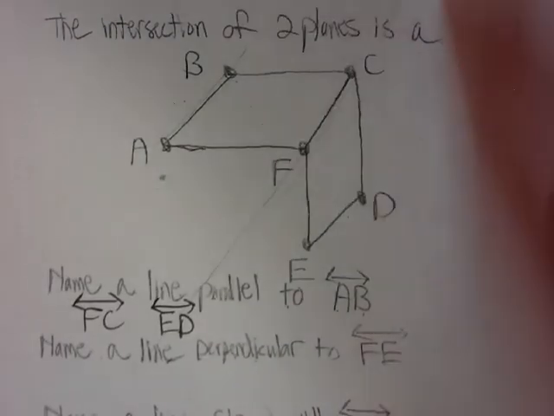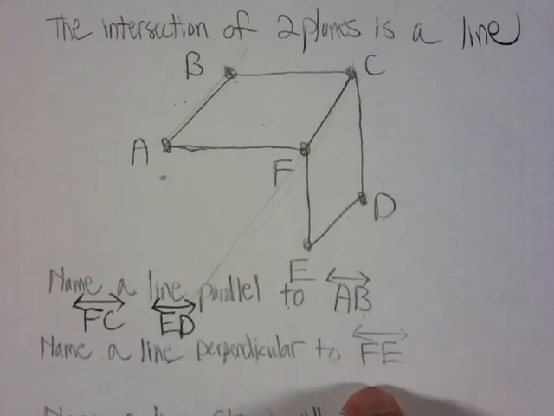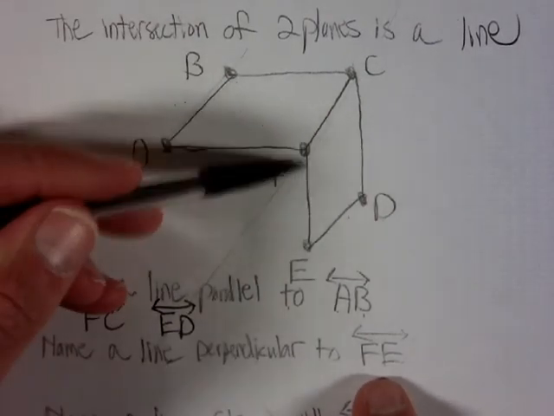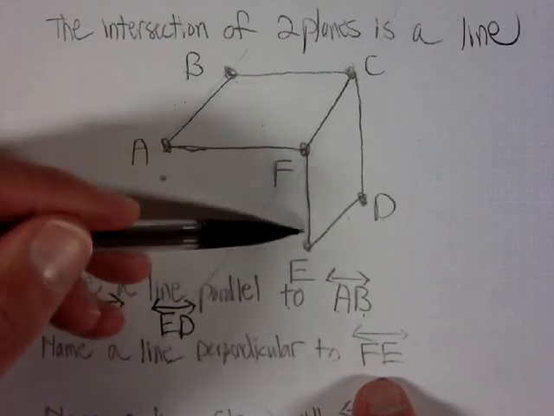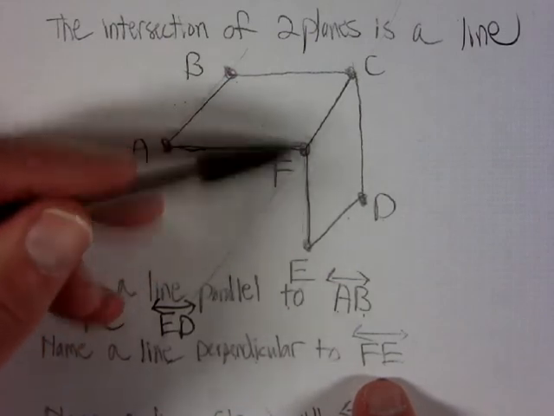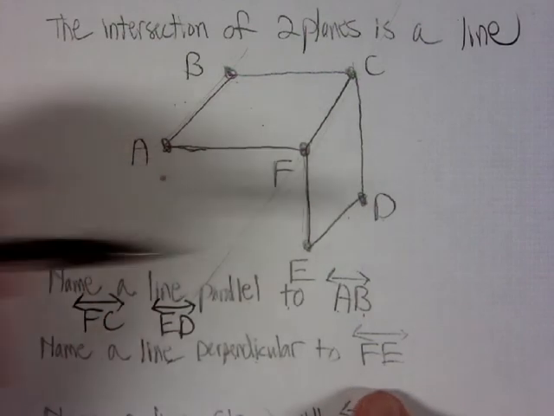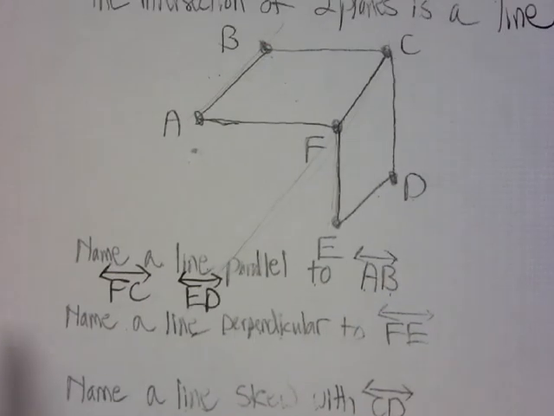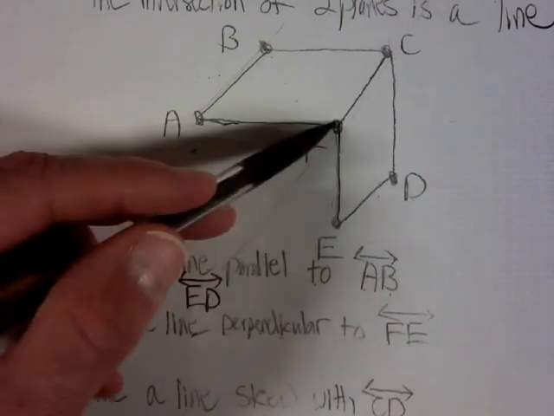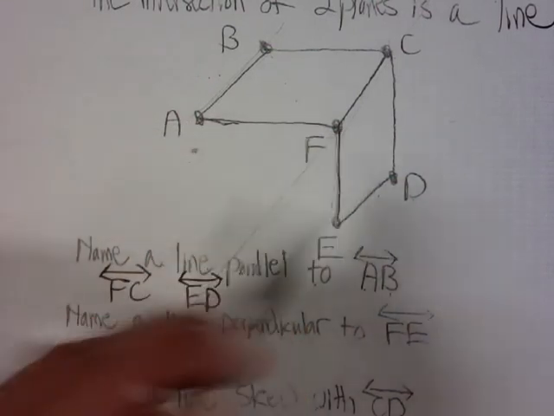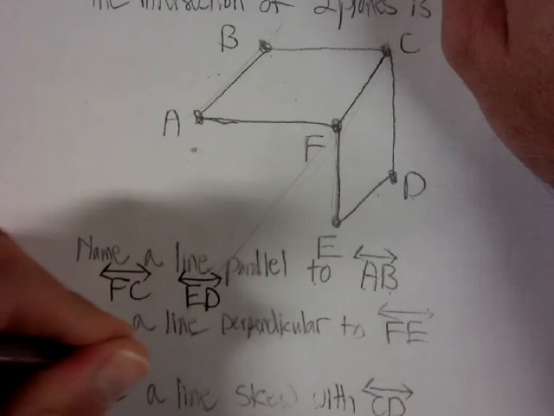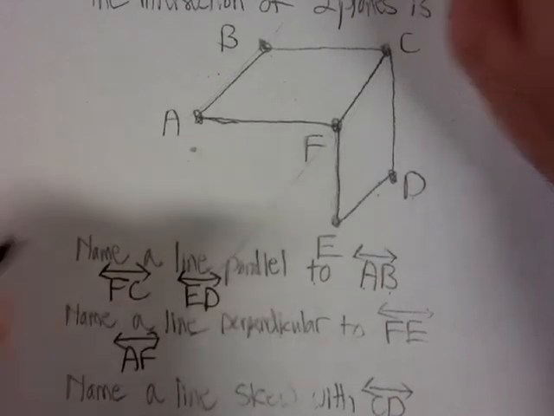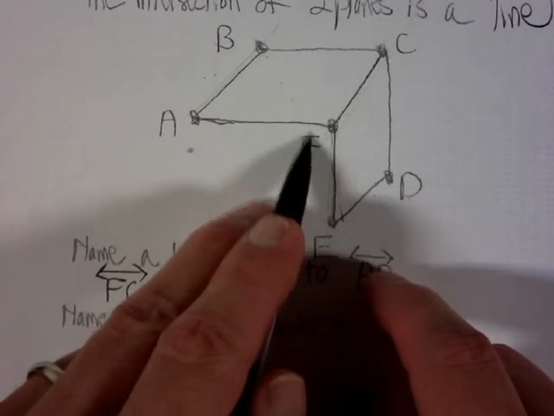Okay, so name a line perpendicular to FE. FE is here. We want to name a line perpendicular to FE, so that would be a line that's connected to it but hits at 90 degrees. A line perpendicular to FE would be AF. So line AF would be a correct answer. AF and FE hit at 90 degrees.